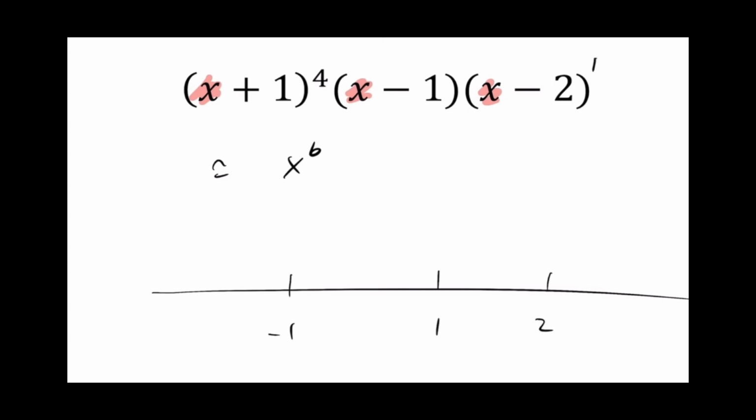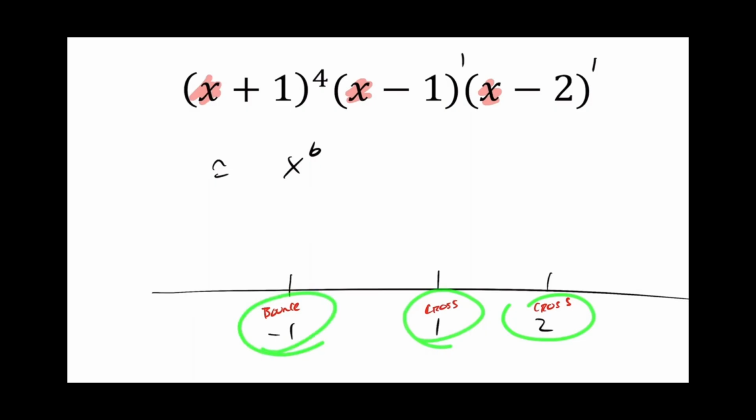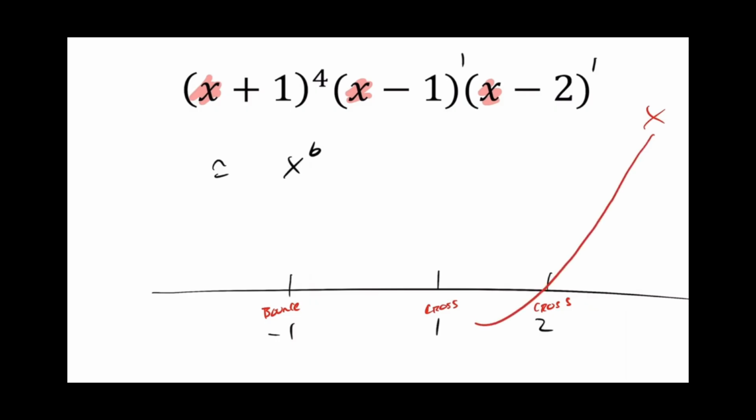Notice here that we have a power that's odd. Let's label this for ourselves here. And you can see here I've labeled what's going on. As I approach 2, we're going to cross. As I approach 1, we're going to cross. And then at -1, we're going to bounce. So we're starting up here at positive infinity. We're going to tend towards our root, cross, tend towards our root, cross, tend towards our root, and bounce. And we have a rough sketch of our polynomial here.